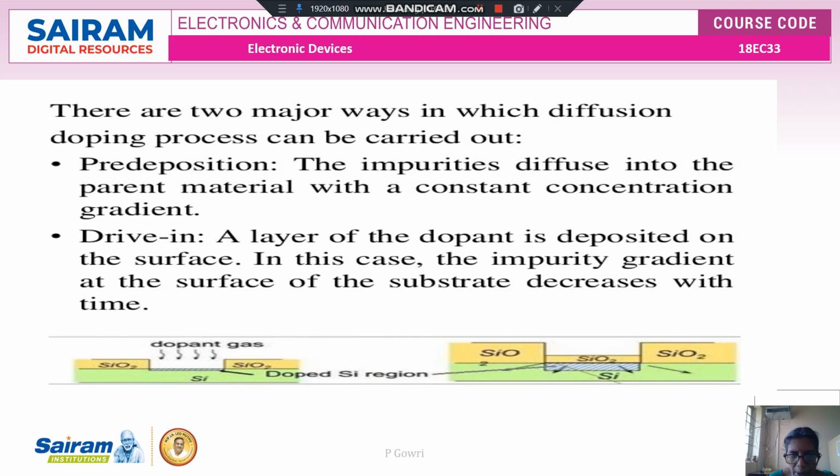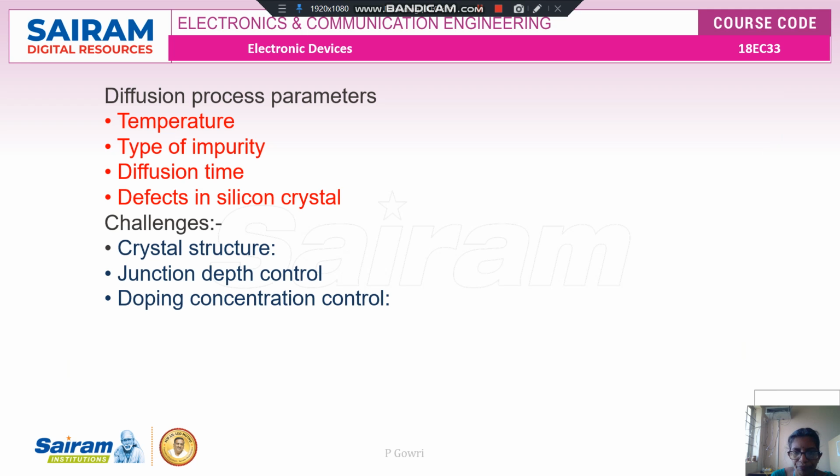The diffusion can take place in mainly two processes. One is called pre-deposition and the other is called drive-in. Pre-deposition is nothing but a uniform or constant doping profile throughout the surface, whereas in the case of drive-in, the impurity has been deposited, and because of that the impurity gradient at the surface of the substrate will change with respect to time.